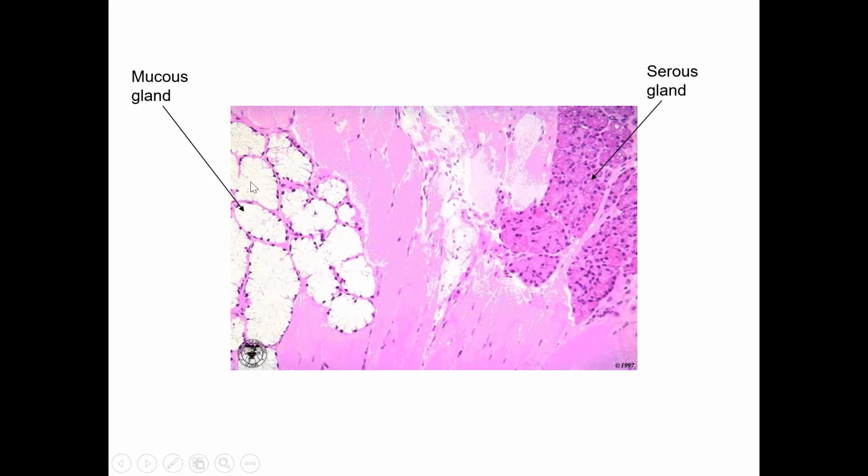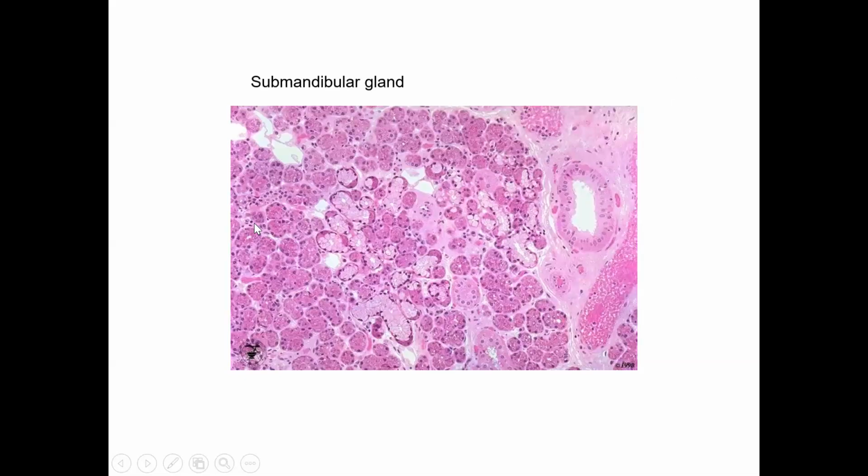But on this side is called a mucus gland. The mucus gland secretes mucus. Mucus has a lipid component in it, so it does not take the dye very well. So if you look at these mucus secreting cells, they're more like fat cells, kind of transparent looking.